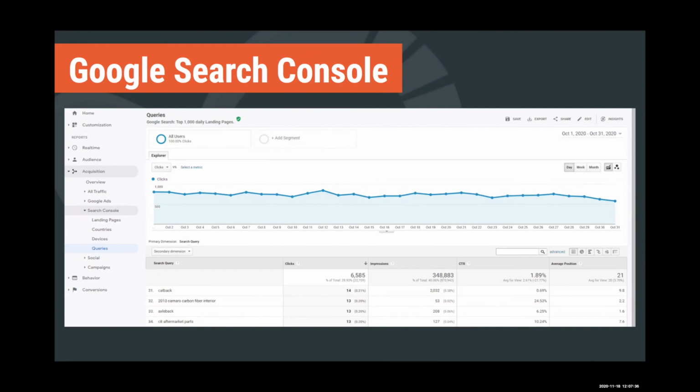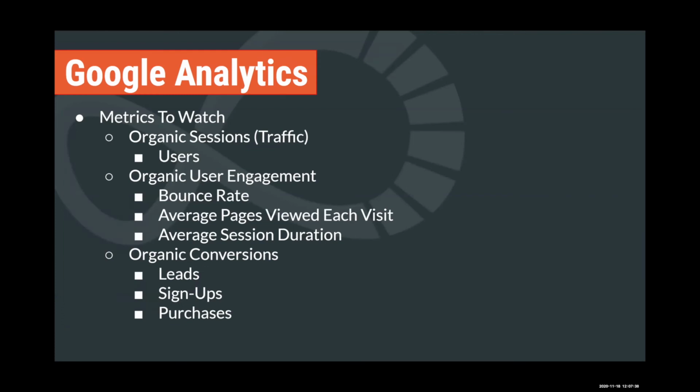And then moving along with that, looking at your Google Analytics data and looking at specific metrics related to your organic traffic and visibility. So metrics that you should be looking at when you're in Google Analytics specifically are your organic sessions, which is your traffic, and then organic users from that traffic, and then organic user engagement. So bounce rate, average pages viewed each visit, your average session duration, which is how long someone spent when they visited your site once. And then, of course, your organic conversions.